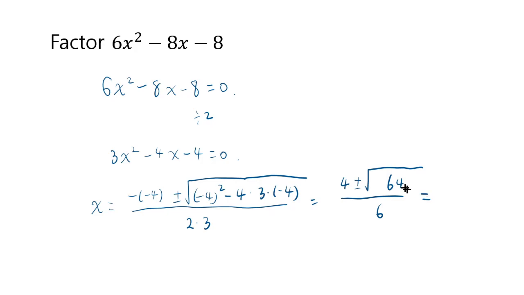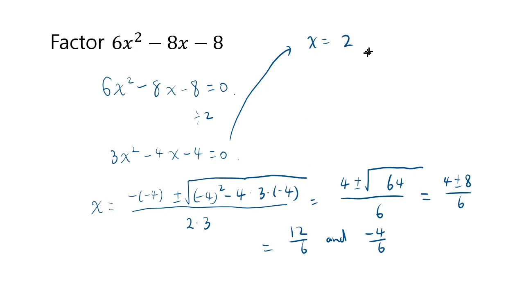But square root of 64 is 8, right? So you have 4 plus or minus 8 over 6, and that means you have two solutions, 12 over 6 and 4 minus 8 is negative 4, so negative 4 over 6. So we have the solution of this, which is x equals 12 divided by 6, which is 2. And another solution is, if you divide top and bottom by 2, you get negative 2/3.